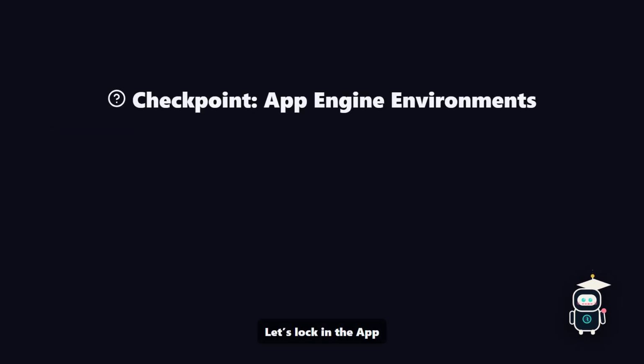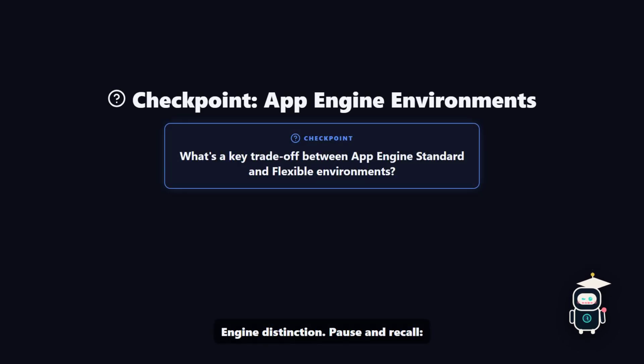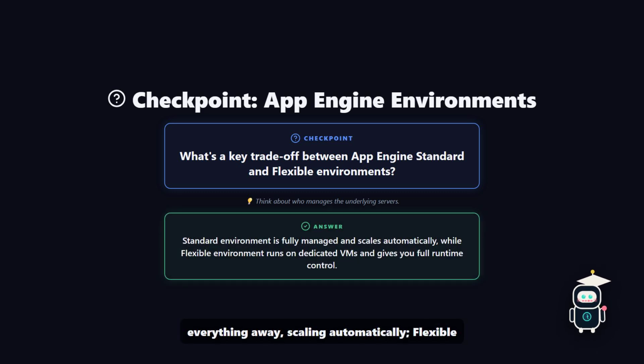Let's lock in the App Engine distinction. Pause and recall. What's the core difference between standard and flexible? Standard abstracts everything away, scaling automatically. Flexible gives you a VM you can control. Knowing this will guide every future deployment decision.